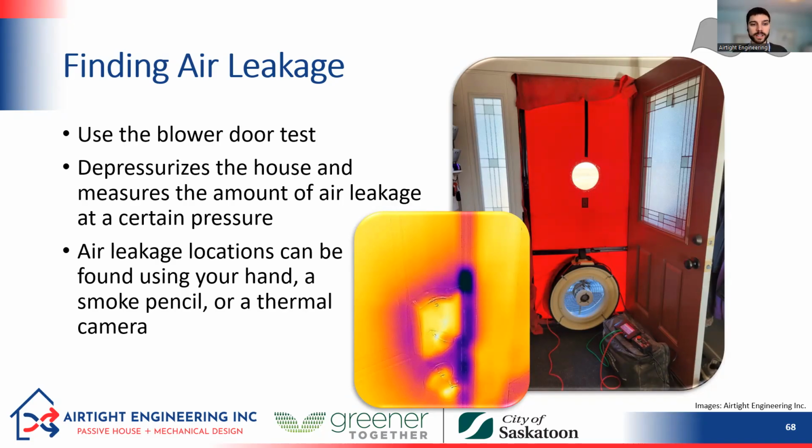The other thing that we can do, in addition to just getting a nice number that tells us if it's a leaky house or not, is we can also use a thermal camera or a smoke pencil or the back of our hand to go around while the building is under pressure or under a negative pressure and to feel for air leaks. So we'll be able to feel air rushing in through any little gaps and cracks. Or with a thermal camera, if it's cold outside, we'll be able to see those air leaks.